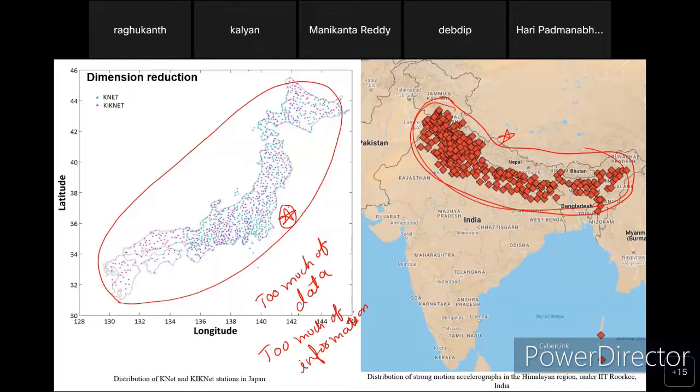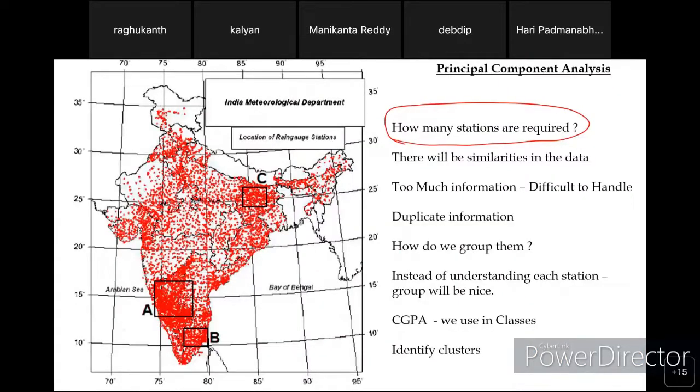Now the question is, the earthquake is the same, so whether 300 or 1,000 records are important. And if you have 1,500 or a huge data set, too much data is also a headache, because you will be doing all duplications. The same thing would have been recorded at many places. So we have to remove this information, and it is very difficult for us to understand this large dimensional data. So the question we are asking is, how do we group them? Whether we can group them or reduce the dimensionality, that will be easy.